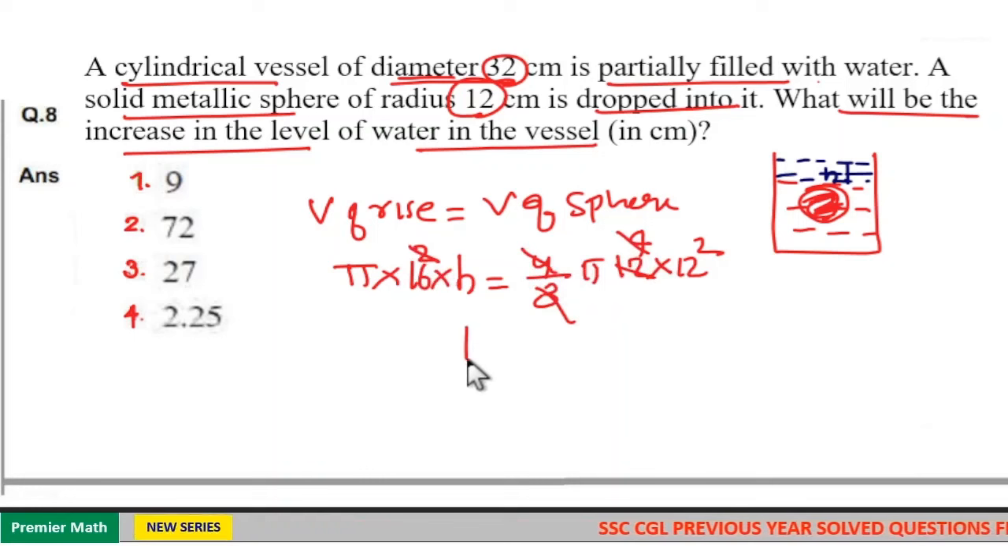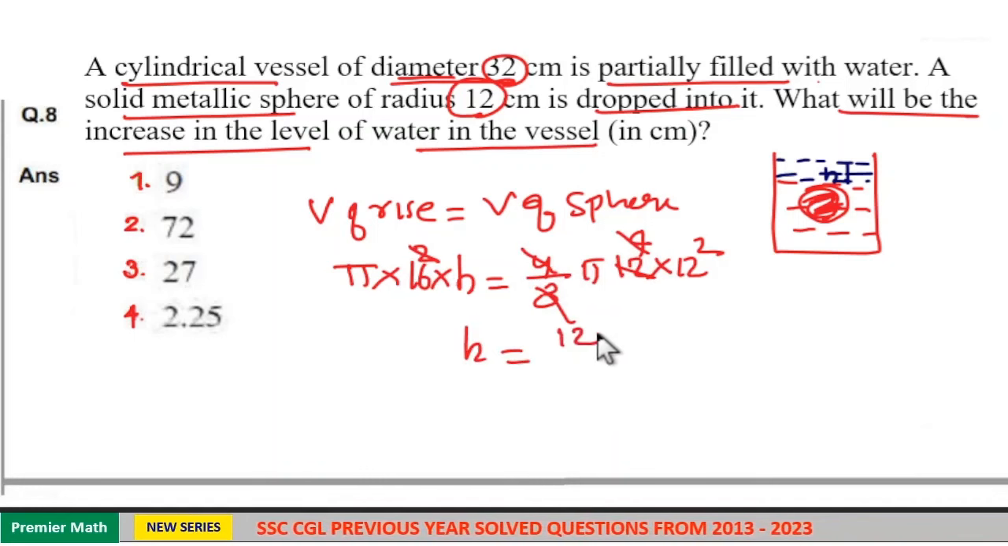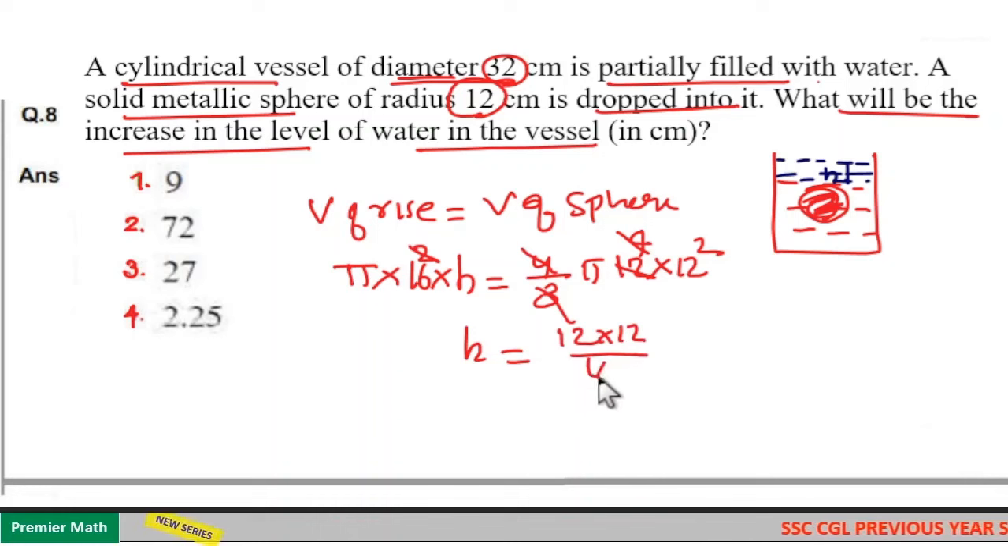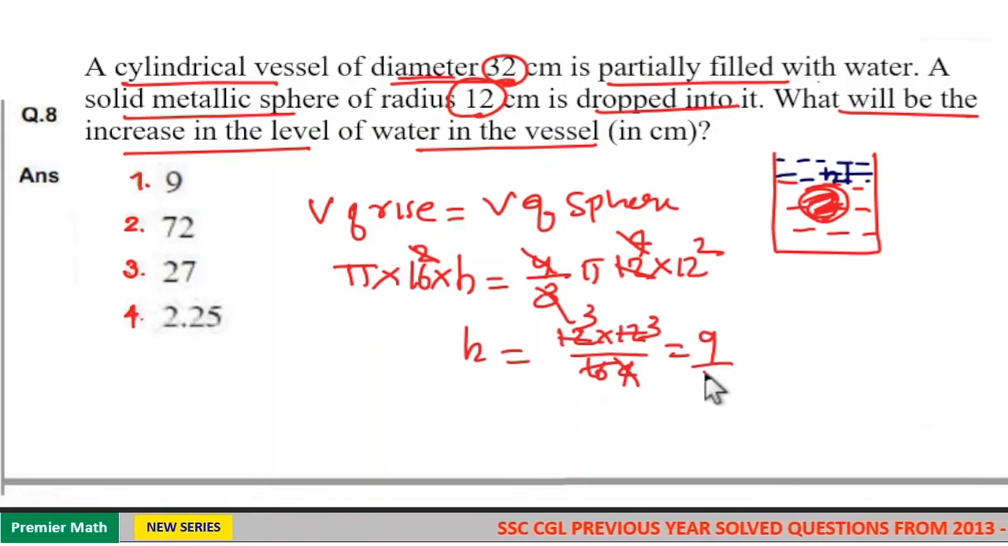Now height is equal to 12 square divided by 16. 4 goes 4 times in 16, 4 goes 3 times in 12, 4 goes 3 times in 12. So 9 is height. Option 1 is your answer. So height of rise is equal to 9.